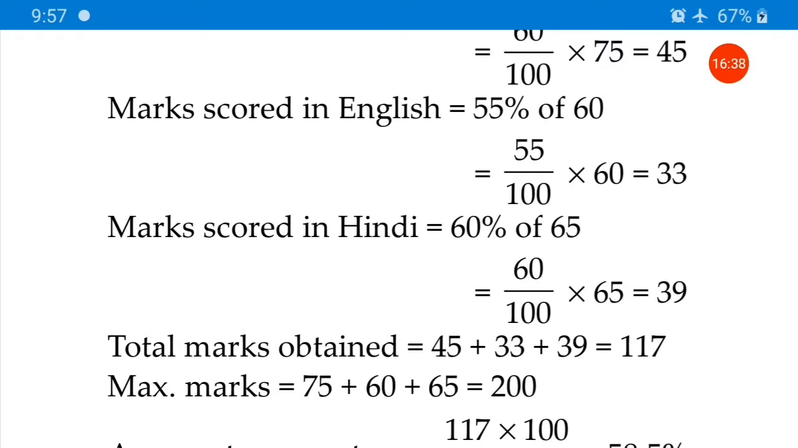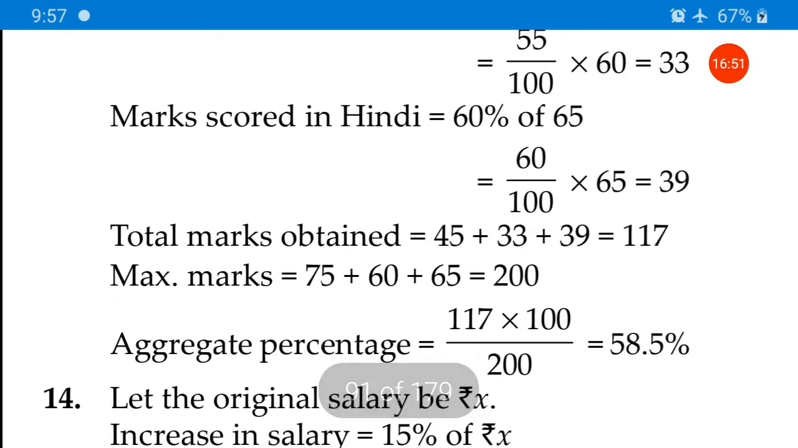And the maximum marks which are given in the question are 75, 60 and 65. It is a sum up, so it is 200. So here the aggregate percentage is 117 multiplied by 100 divided by 200, it is 58.5%.